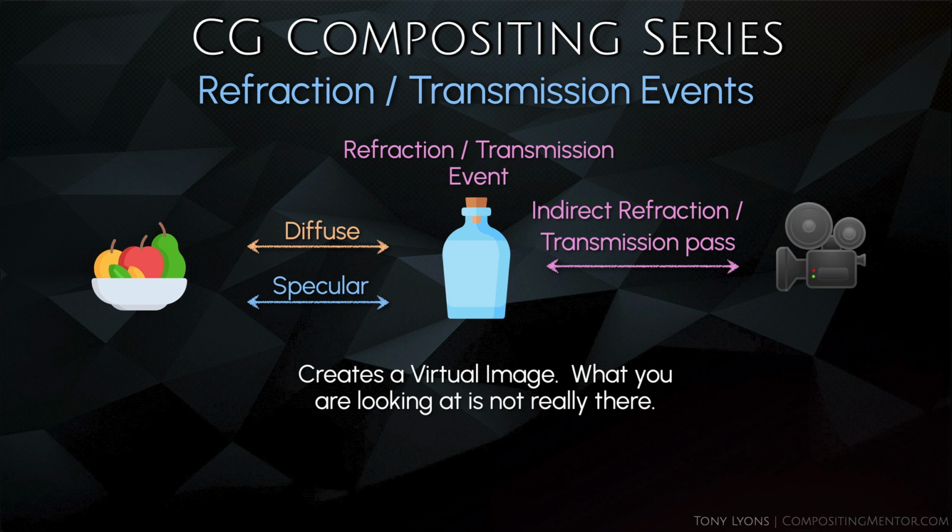So that is why these events are important, and they're also the second bounce. So first the light is hitting the bowl of fruit, and then it's going through the glass and redirecting, and that's considered another bounce. And so everything ends up in the indirect pass.